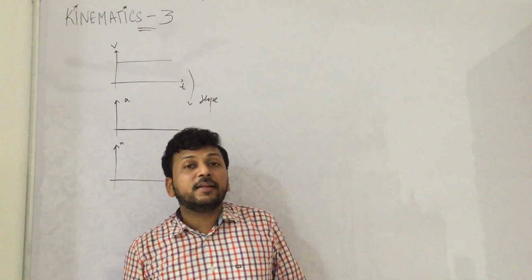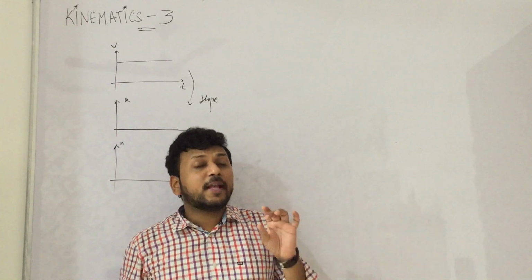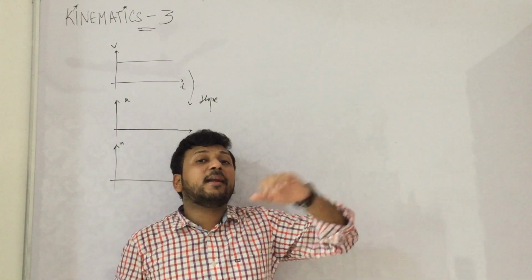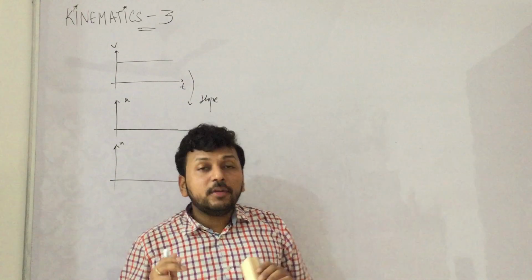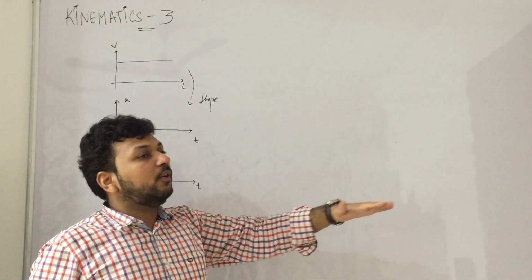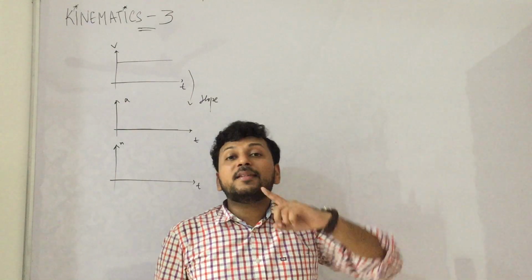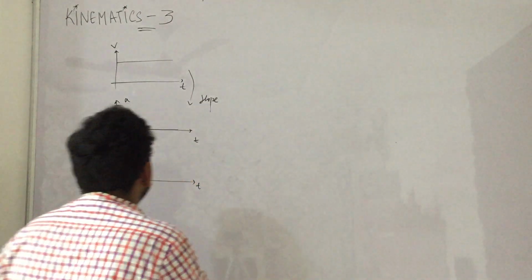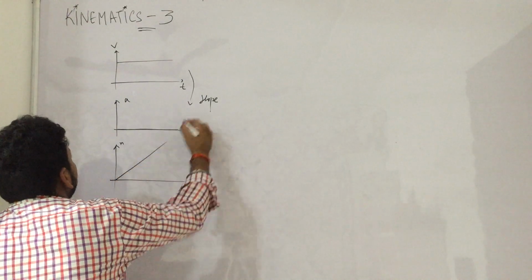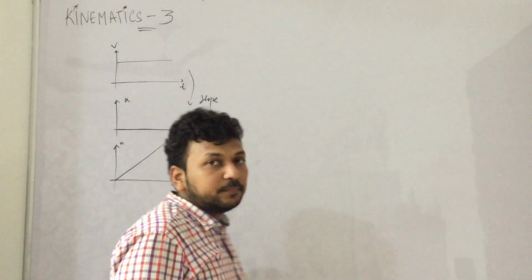Sometimes it is written as displacement-time graph, but it is actually a position-time graph. What is your position at that point? Now, if I am moving with constant velocity, my position is constantly increasing, right? So the x-t graph should increase. What is it like? It is like this. So the x-t graph increases.